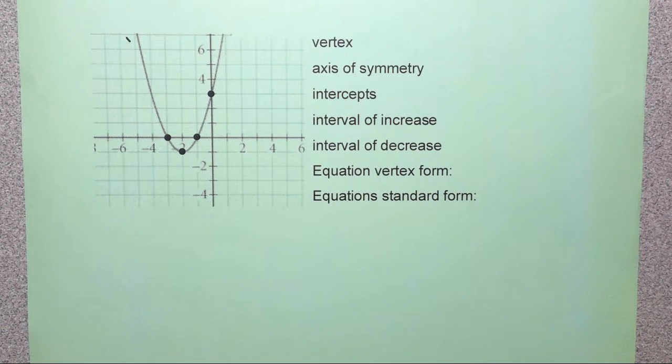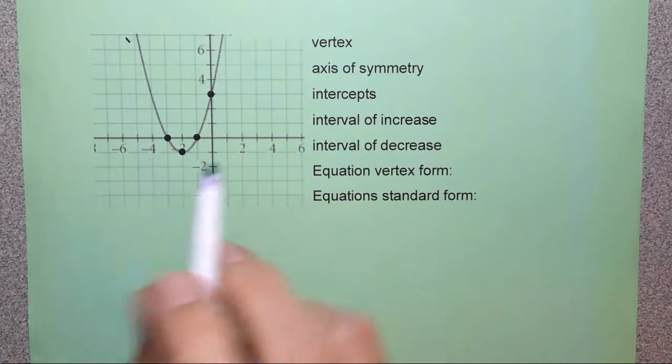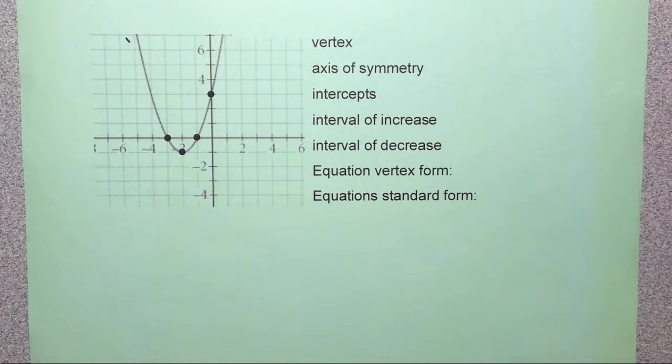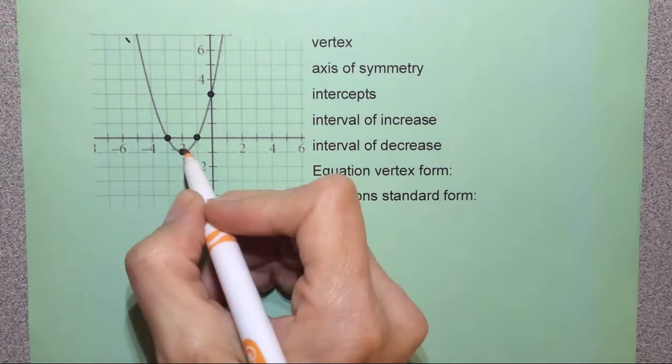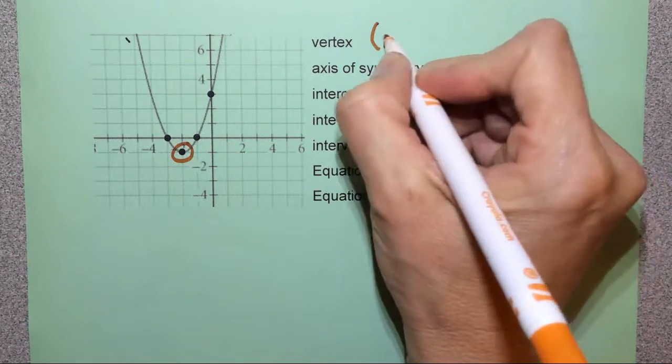Okay, so here's example 1. On example 1, I'm giving you a picture of a parabola, and I want you to be able to answer all of these questions that go with it. So the first question I'm asking you is just, what is the vertex? We're going to remember the vertex is always in the middle of the parabola, so it's right here, and that ordered pair is -2, -1.